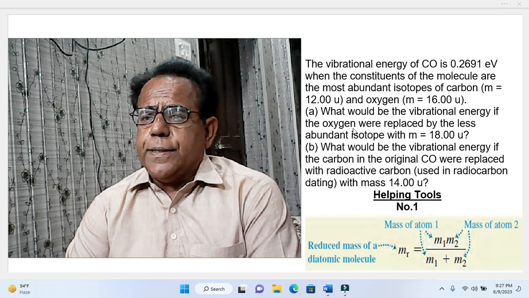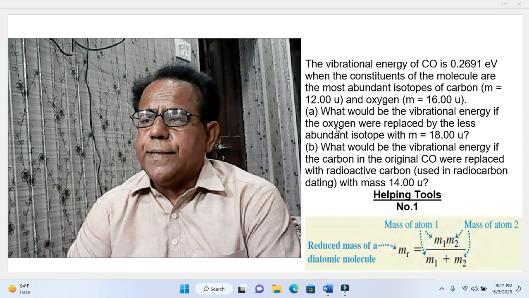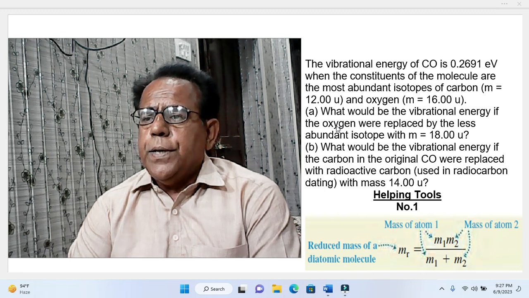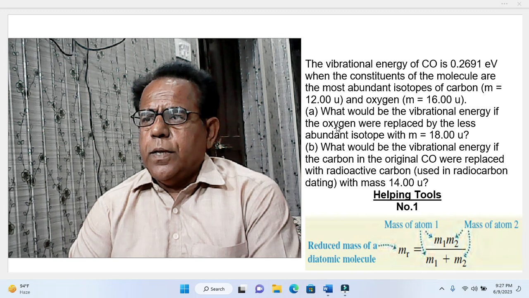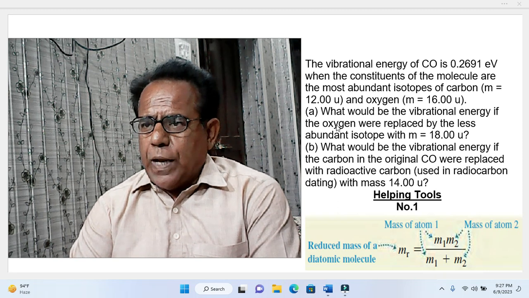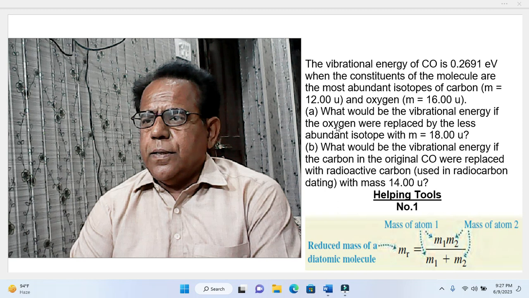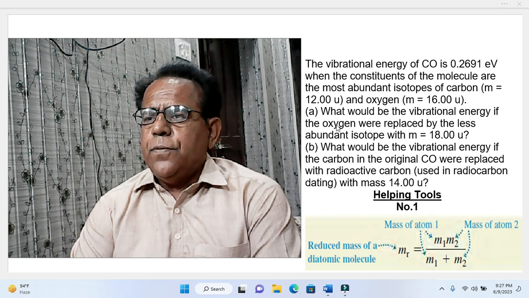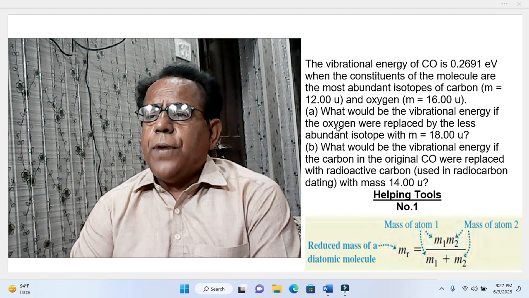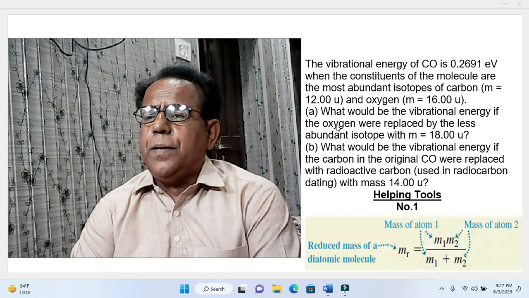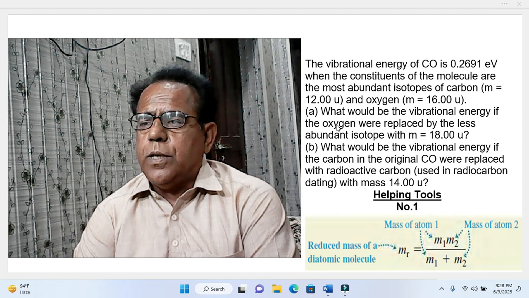Part A of this problem is: what would be the vibrational energy if the oxygen were replaced by the less abundant isotope with M equal to 18.00 U, that is atomic mass unit? Okay, M equal to 12, M equal to 14, and then M equal to 18. The next possible value of M is 14, and that will appear in part B.